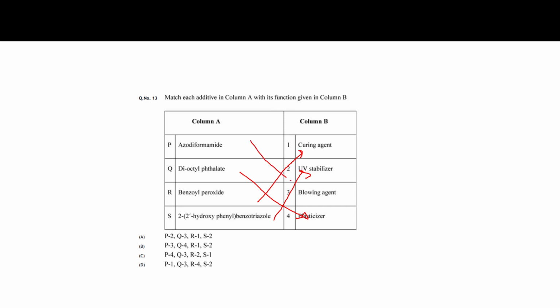So azodicarbonamide is your blowing agent. Nitrogen will come out from there, from the formamide, so this will be connected as a blowing agent. So the right answer will be P3, Q4, R1 curing agent, and S2.